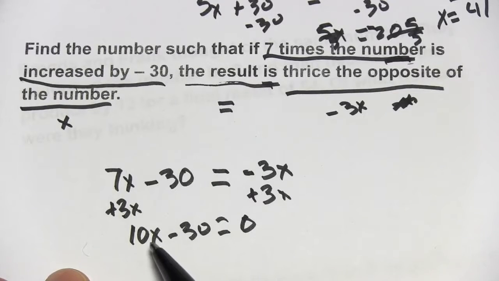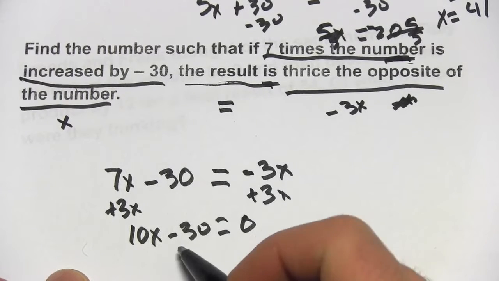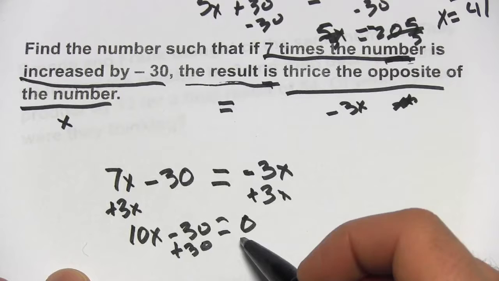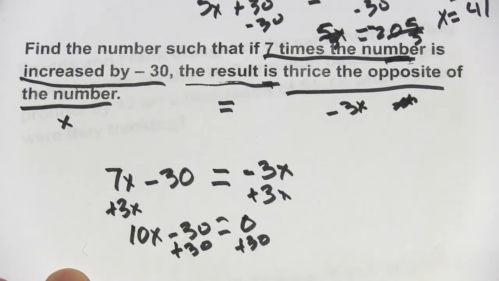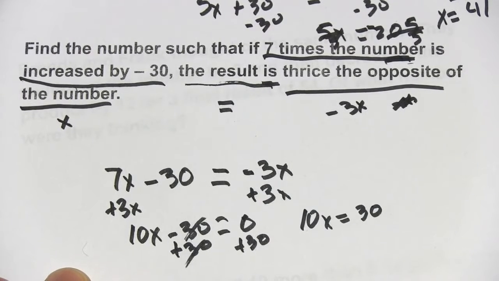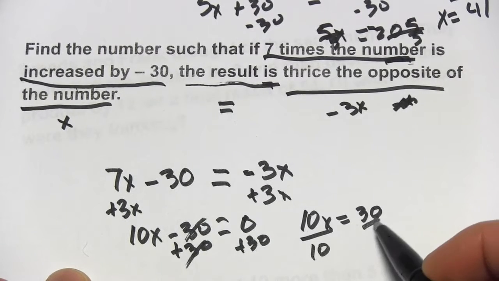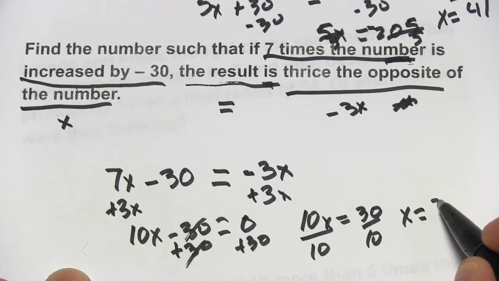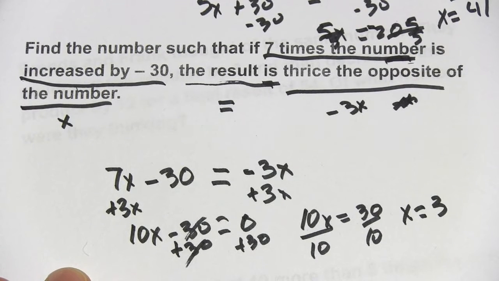And then we want to get rid of this number that's hanging out with the x term. So I'm going to add 30 to both sides. When we do that over here, that adds up to 0. We just get 10x equals 30. And finally, we divide by 10, and we get x equals 3. All right, that was some really tough work with translating word problems into algebraic equations.